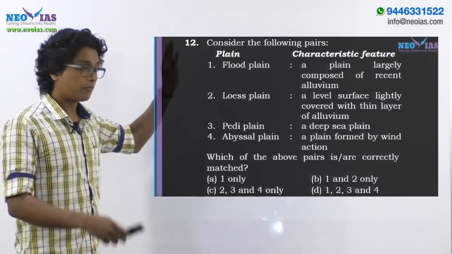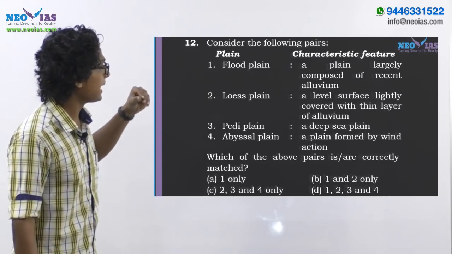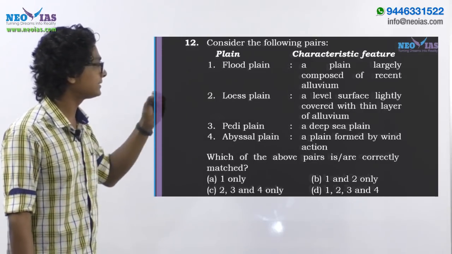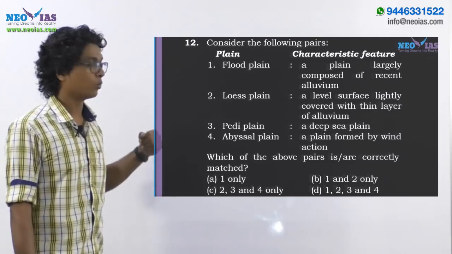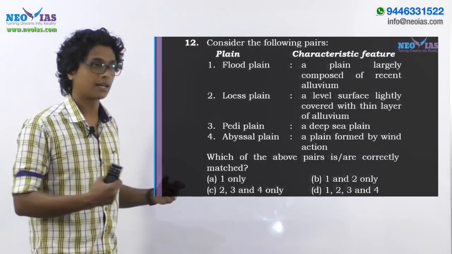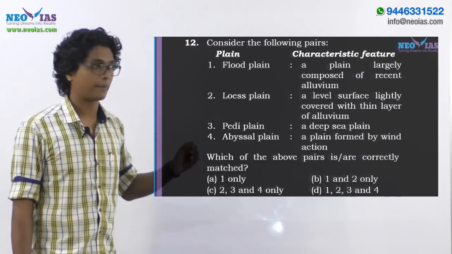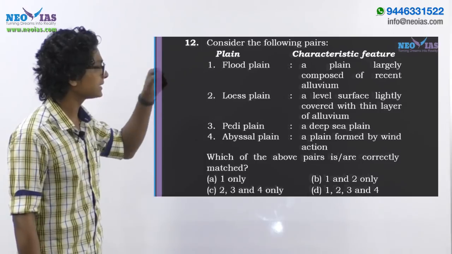So the first statement, right, floodplain is marked with a plain largely composed of recent alluvium, which is true. Alluvium here means the sediments deposited by or carried by the river. So floodplain, a plain largely composed of recent alluvium. Why is it specified as recent?